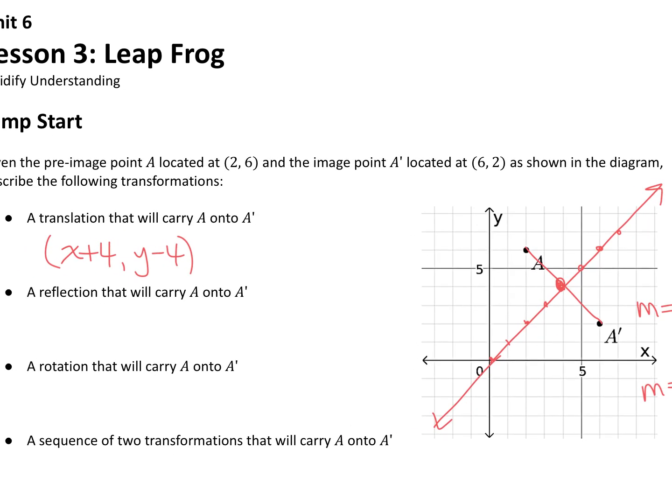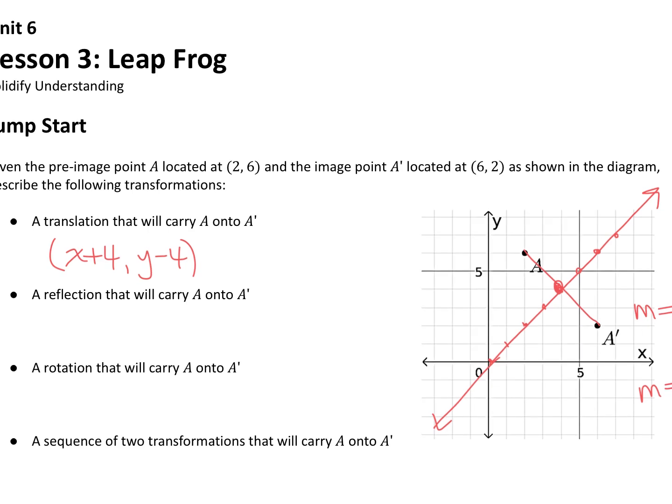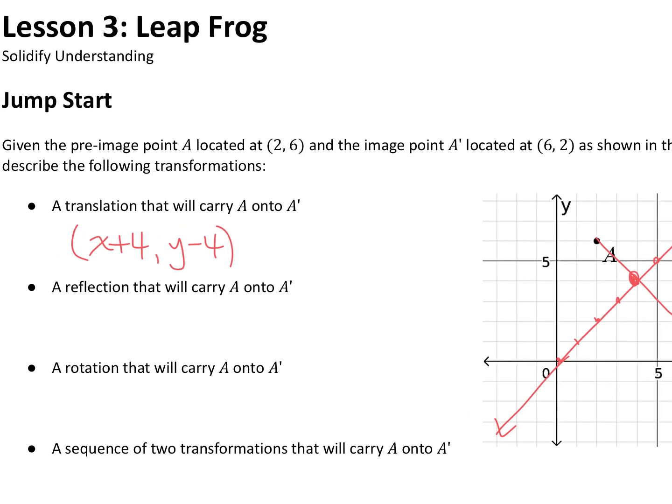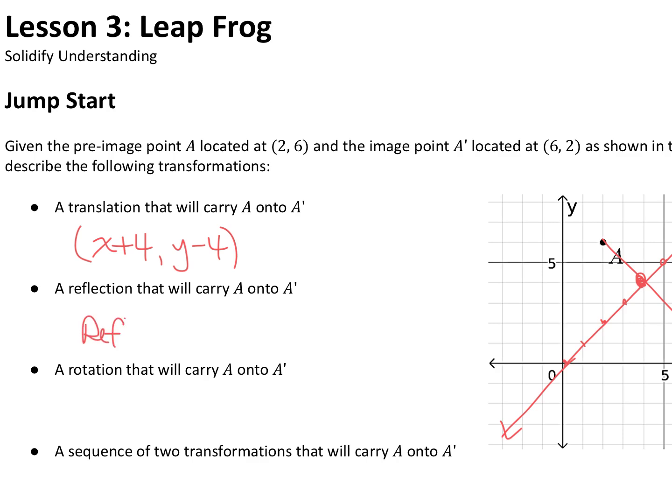So a reflection that will carry A onto A prime is reflect across, and then that line would be y equals a slope of 1, which is just 1x. So I guess I'll write that 1x and then +0. Now that could be just written as y equals x, because 1x is just x and +0 we don't really need to write. Okay, now let's describe a rotation.